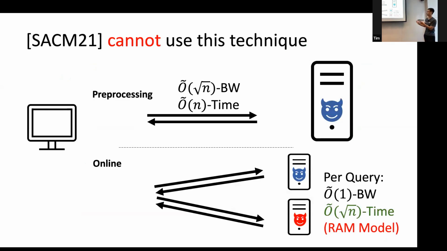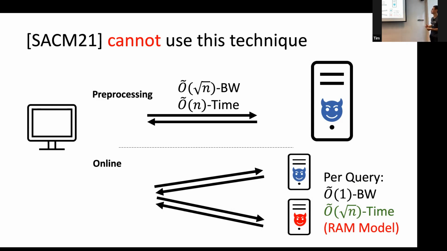And due to this reason, the previous best work on the 2 server PIR cannot use this transformation. The first reason is that they are not fully separated. So actually the client talks to the blue server also during the online phase, right? So this is not fully separated.